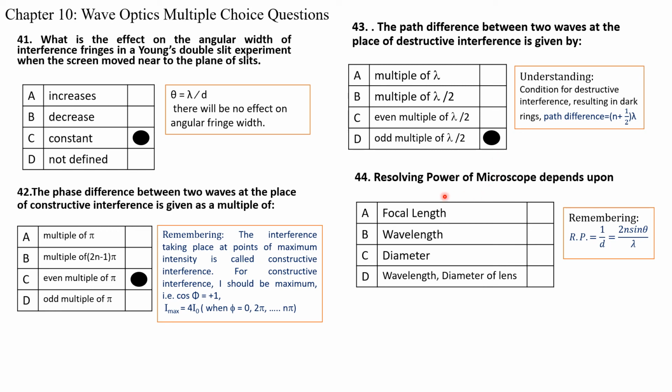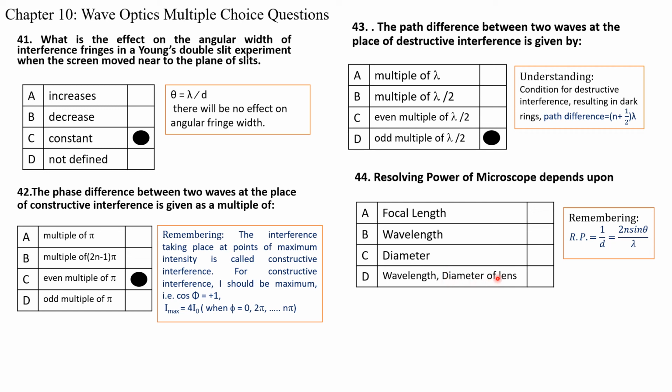Question number 44. Resolving power of microscope depends upon. So we have to remember the resolving power of a microscope. 4 options are given. Option A, focal length. Option B, wavelength. Option C, diameter. And option D is wavelength, diameter of the lens.